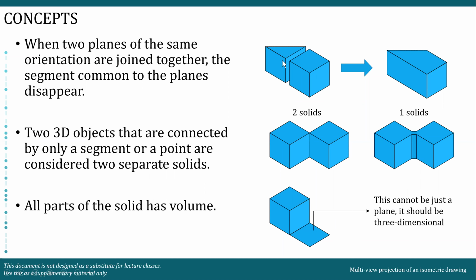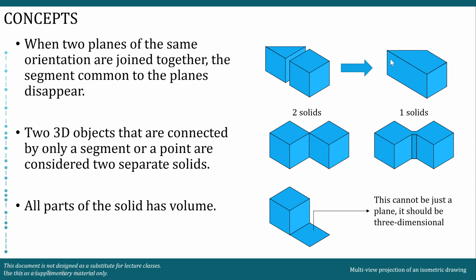Let's say, kunyari, meron kang ganito, this is a triangular prism, then meron ka ditong kasing height niya na cube. Kapag pinagdikit mo yan, what will happen? The line in between, so ito, di ba? Ito yung joining line niya, tsaka ito. So pagdating dito, pag nag-join sila, wala na yung line. Okay? Kasi magiging isang plane na lang yon. Ito magiging isang plane na din.